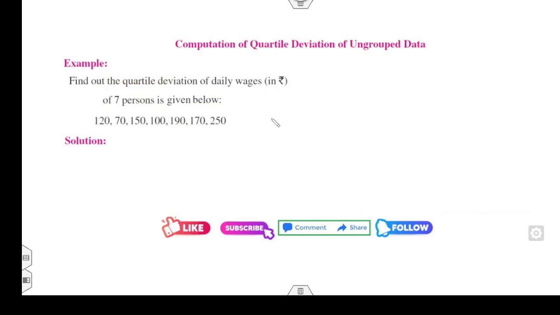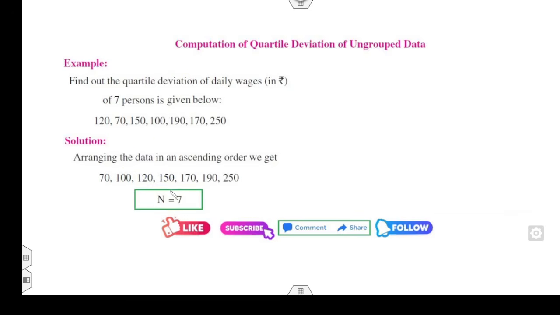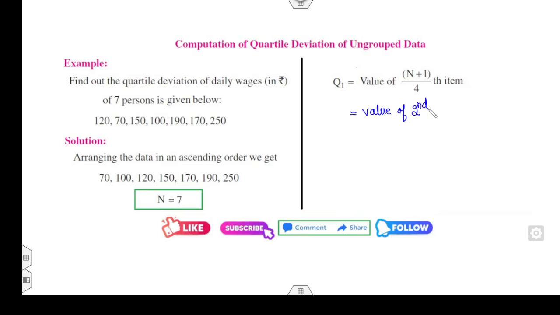For example, if I ask you to calculate the quartile deviation of the following daily wages, your first target is to write the data in ascending order. So the first number is 70, second number is 100, third is 120, fourth is 150 and so on. Now since n is 7, my target is to find the value of Q1. Q1 is the value of the (n plus 1) divided by 4 item. So what is n? n is 7. If I substitute, 7 plus 1 is 8. 8 over 4 is the second item.